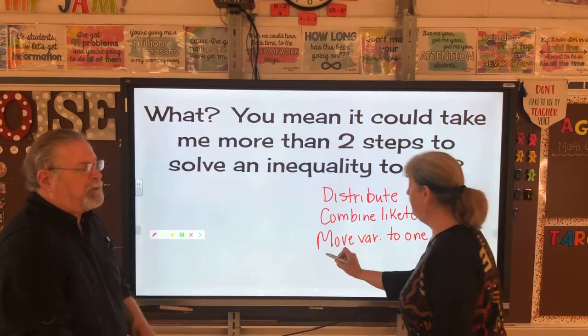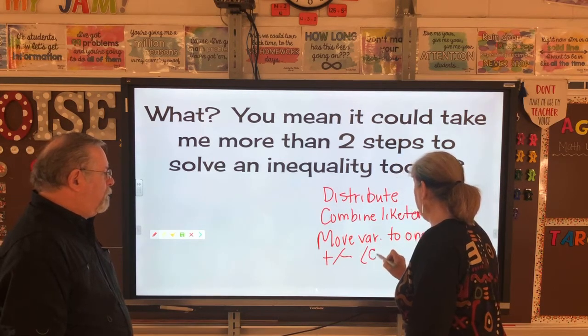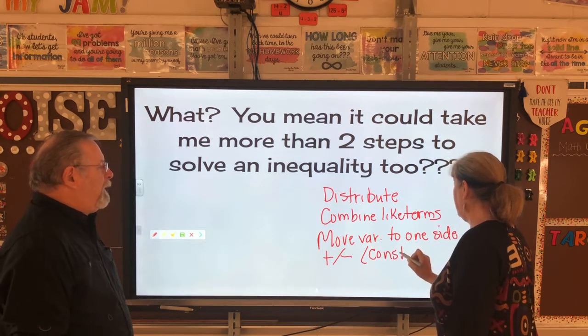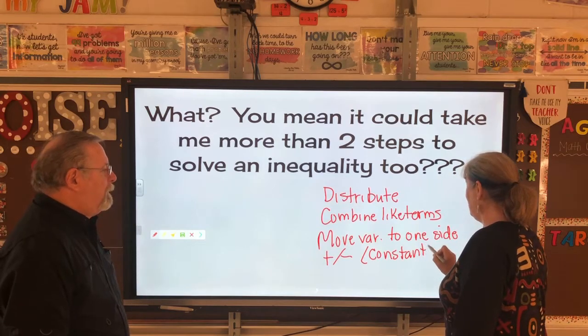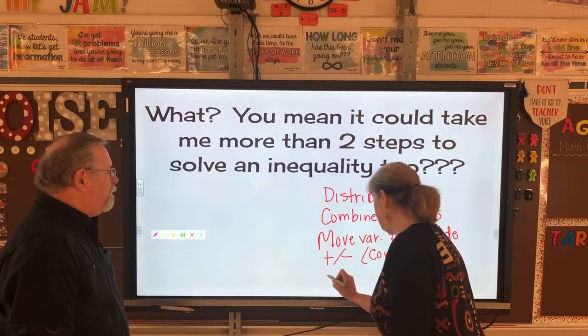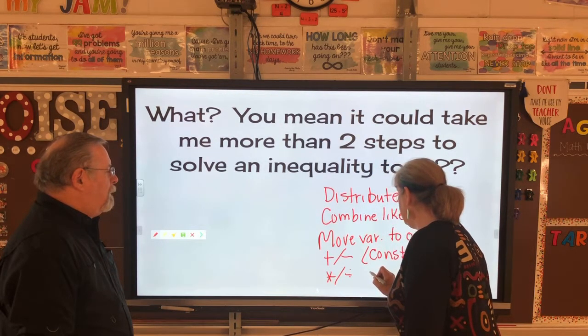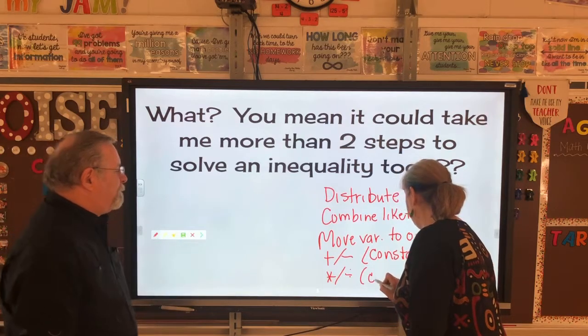And then of course the last 2 things. Take care of addition and subtraction, which is what we call the constant. Get rid of that constant, or think of it as just the integer or rational number. And then obviously multiplication or division. Get rid of the multiplication or division, which is the coefficient.